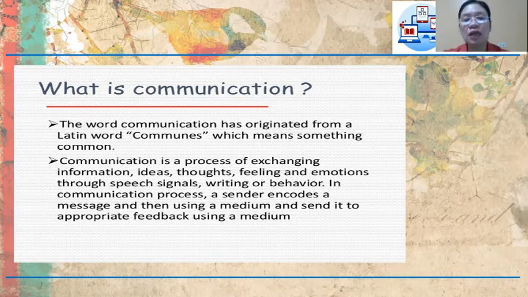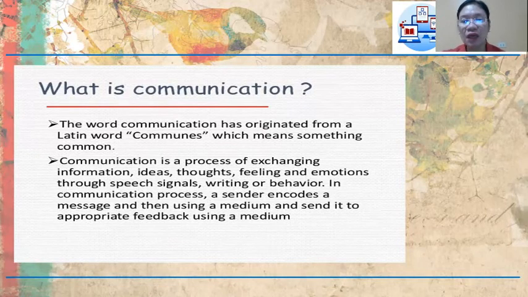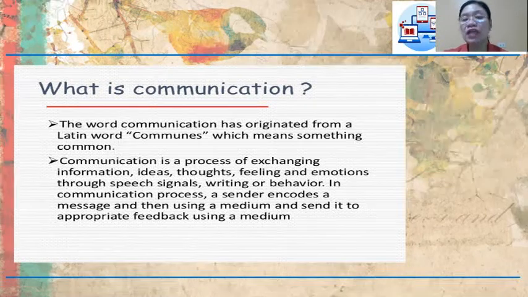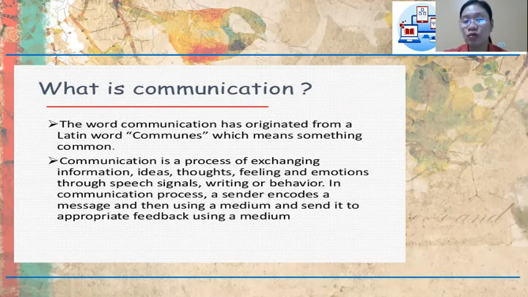Okay, now communication is a process of exchanging information, exchanging ideas, thoughts, even feelings and emotions through speech signals or oral communication, through writing, or through behavior. So in communication process, a sender encodes a message and then using a medium, sends it to the appropriate receiver using this medium. Okay, or whatever medium or channel we are using.